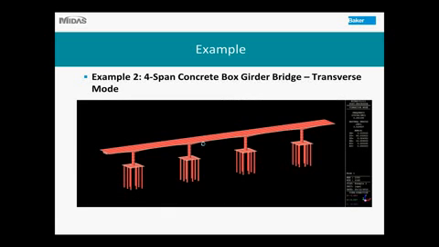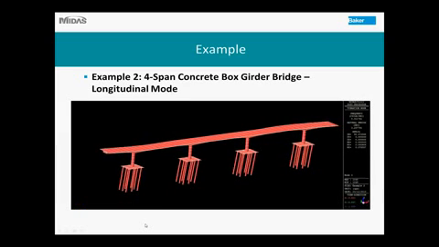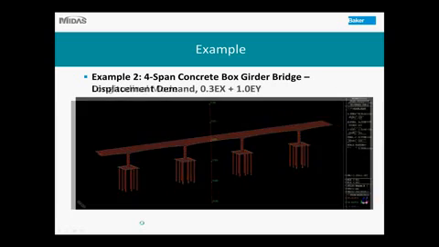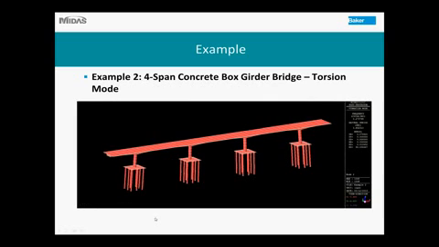And the next example is a 4-span concrete box girder bridge. This bridge is supported on an alternate pile cap, so the pile cap and the piles are also modeled as structural elements. And this is the transverse mode, and then this is the longitudinal mode. Oops, where's the torsional mode? Yeah, this is the torsional mode. So the three major modes constitute the majority of the mass.